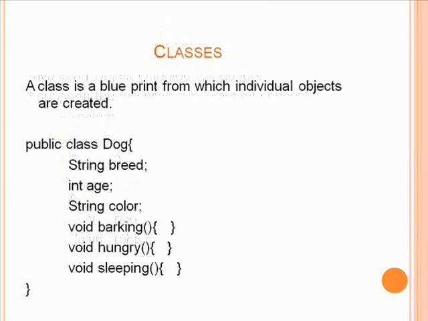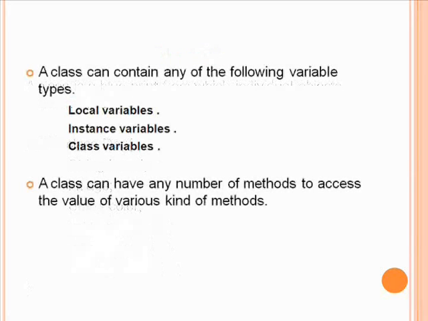First, let's look at classes. A class is a blueprint from which individual objects are created. Here it shows a simple class. A class can contain any of the following variable types. First is local variables. These are the variables defined inside methods, constructors, or blocks. The variable will be declared and initialized within the method and is destroyed when the method has completed.